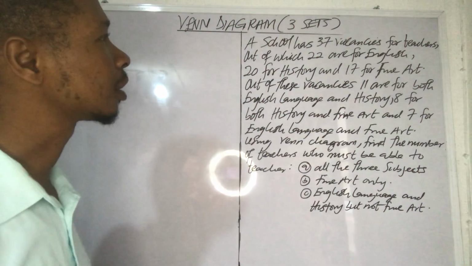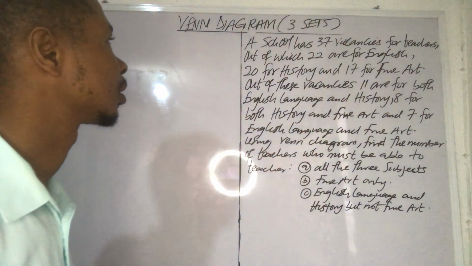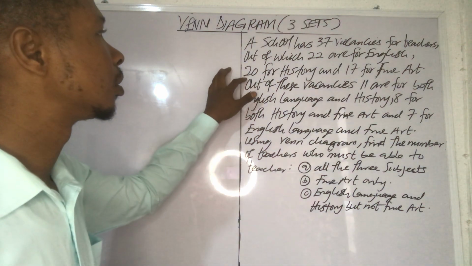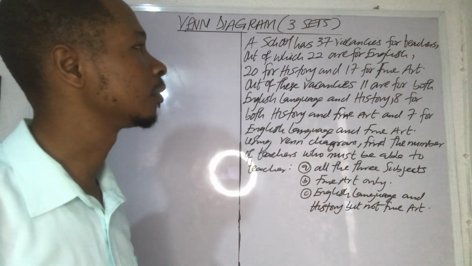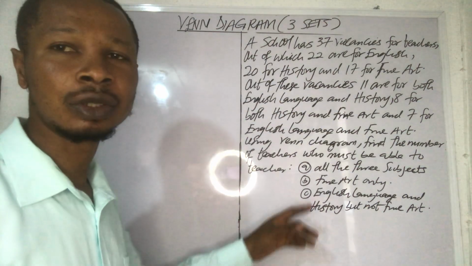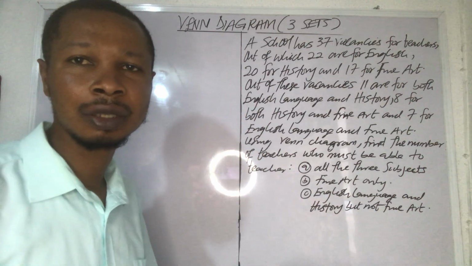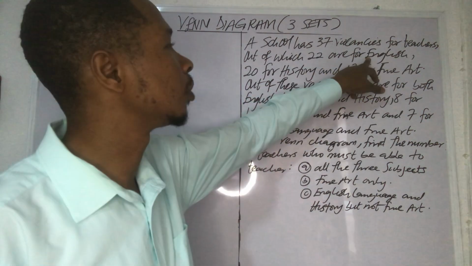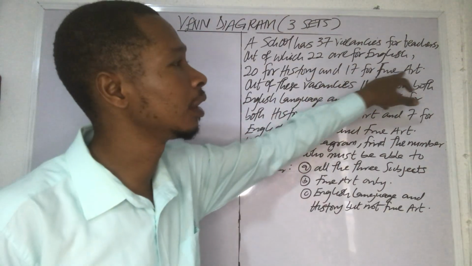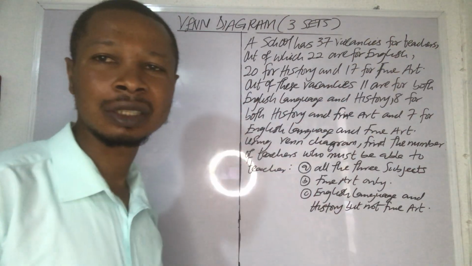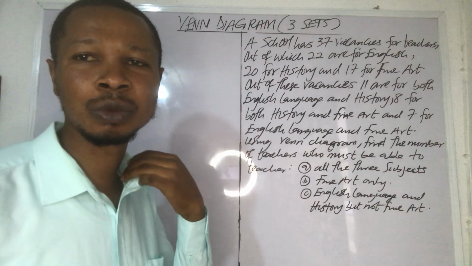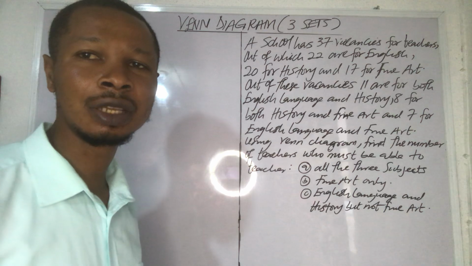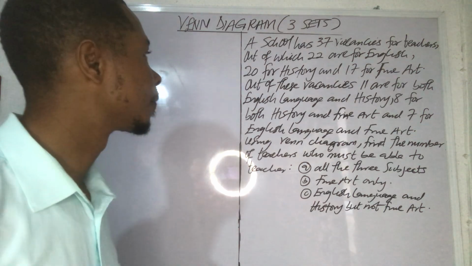A school has 37 vacancies for teachers, out of which 22 are for English language, 20 for history, and 17 for fine arts. You will discover that in this question they are talking about three major vacant positions: English language, history, and fine arts. That's what we refer to as classification involving three sets. In the question, we'll be talking about three entities.